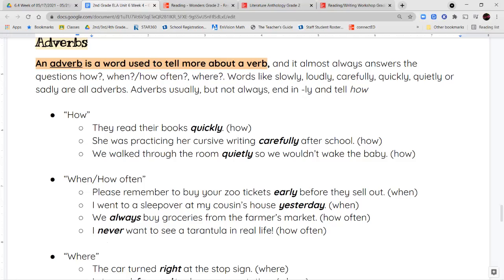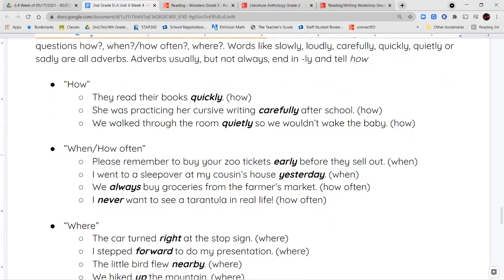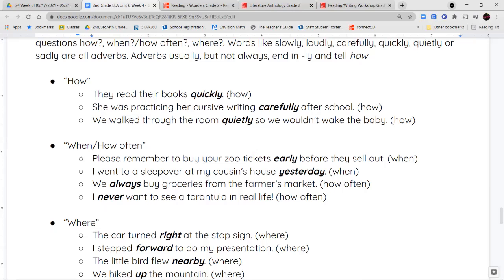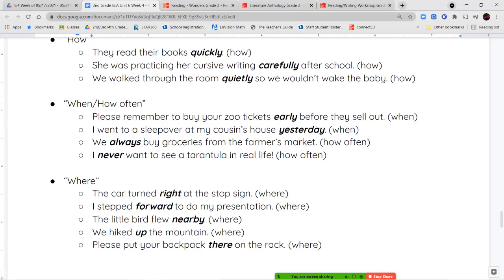So examples of adverbs that tell how are like the words quickly, carefully, quietly. They read their books quickly. She was practicing her cursive writing carefully after school, or we walked through the room quietly so we wouldn't wake the baby. You also have adverbs that tell you when or how often something happens.